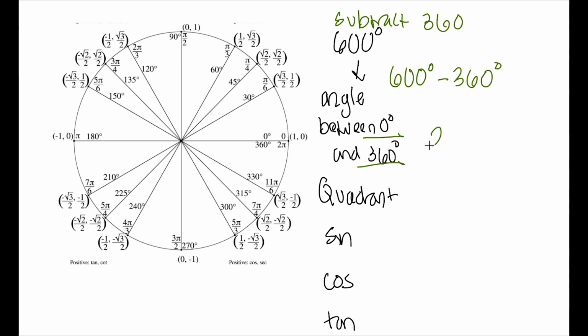So that's 240 degrees. Is that an angle here on the unit circle? Yep, it's right here. So which quadrant is this? We start here, 1, 2, 3. It's the quadrant where both coordinates are negative.